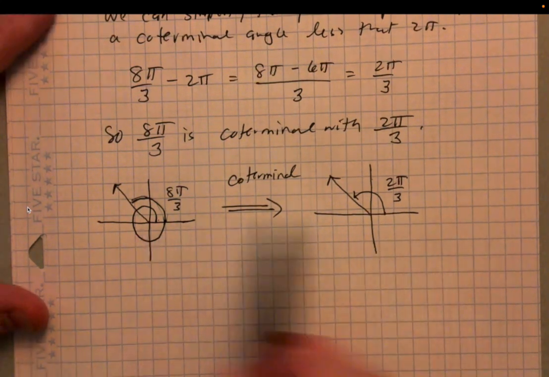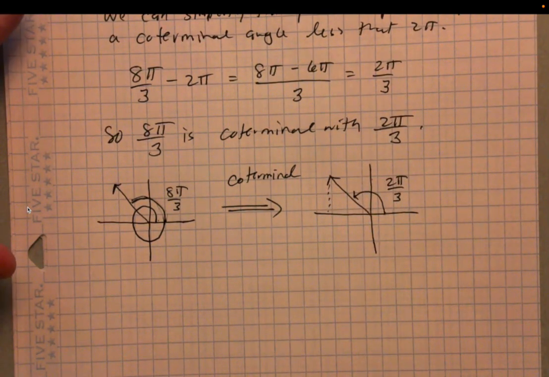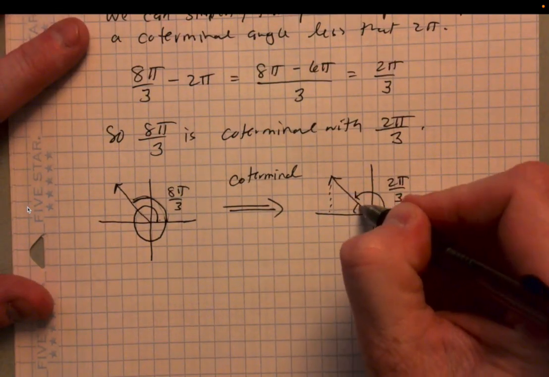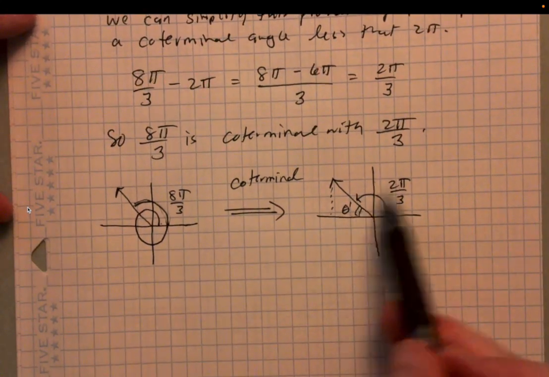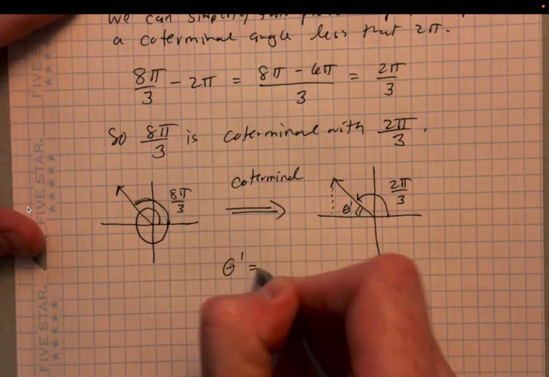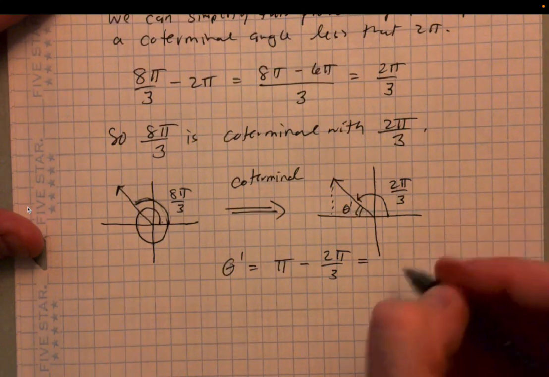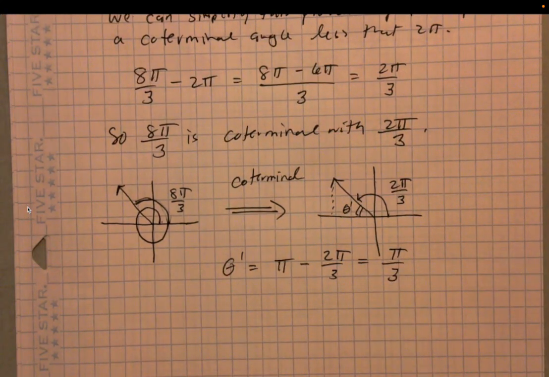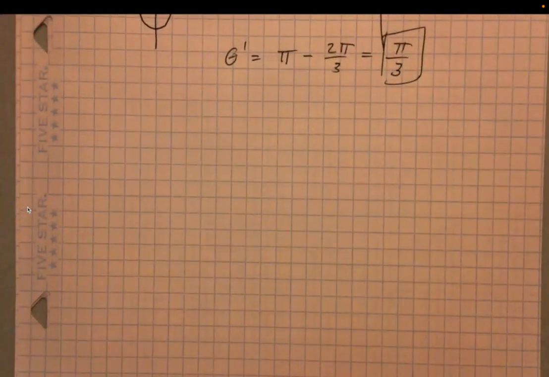And so once we've got it in this form, it's easy to think about what a reference angle would be. You can just say, oh, look, it's this piece here, right? And so theta prime must just be pi minus 2 pi over 3. So theta prime equals pi minus 2 pi over 3, which is, of course, pi over 3. Okay, so that's a good example, using a more unusual angle. Here's one more, just because this reference angle stuff can be a little tricky.